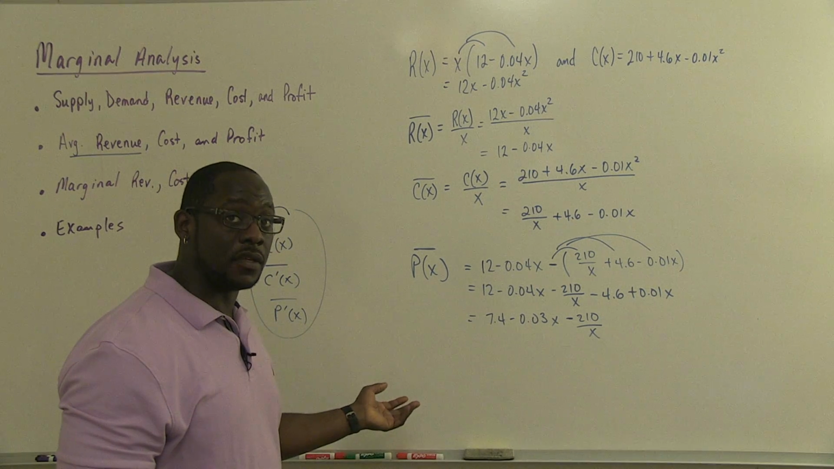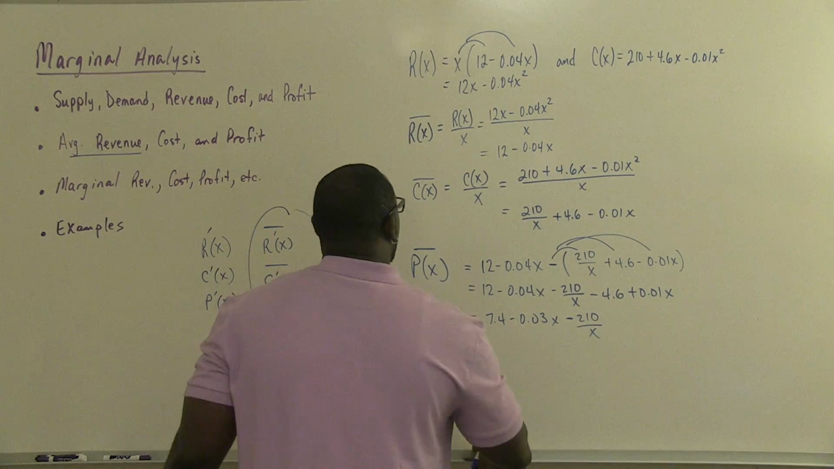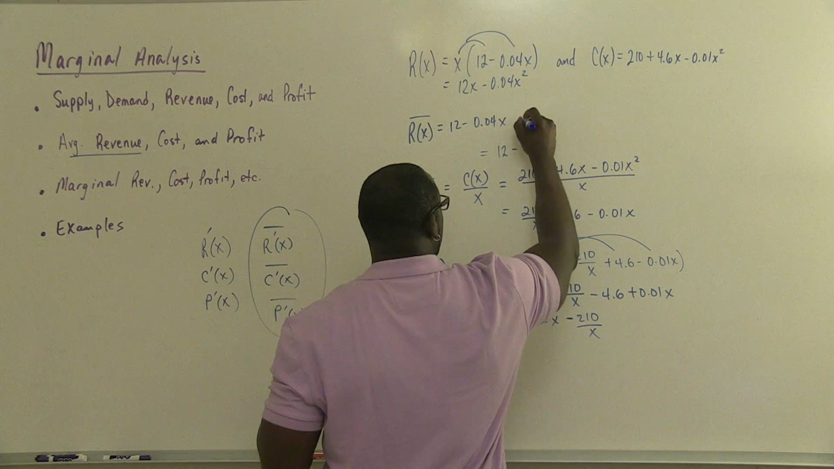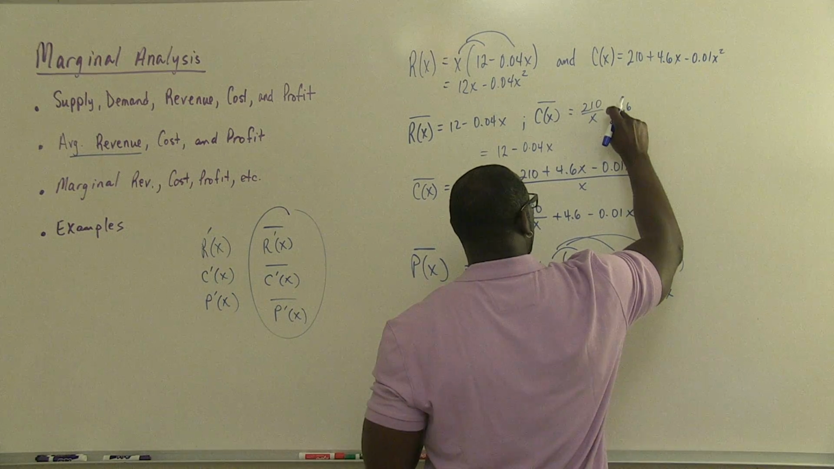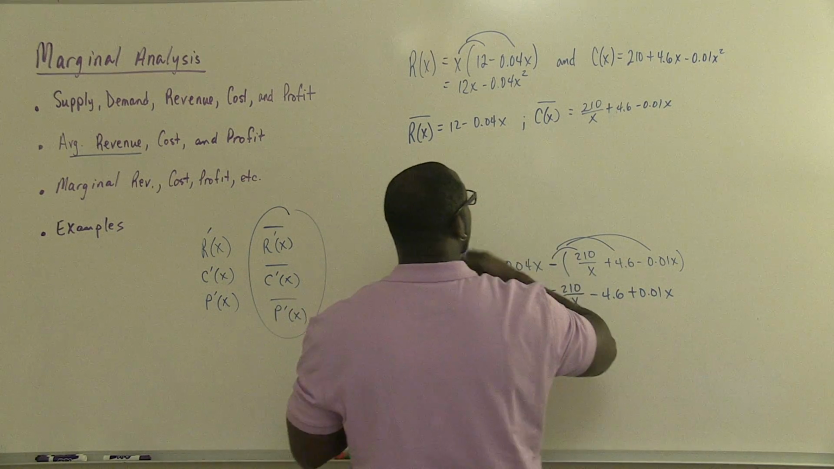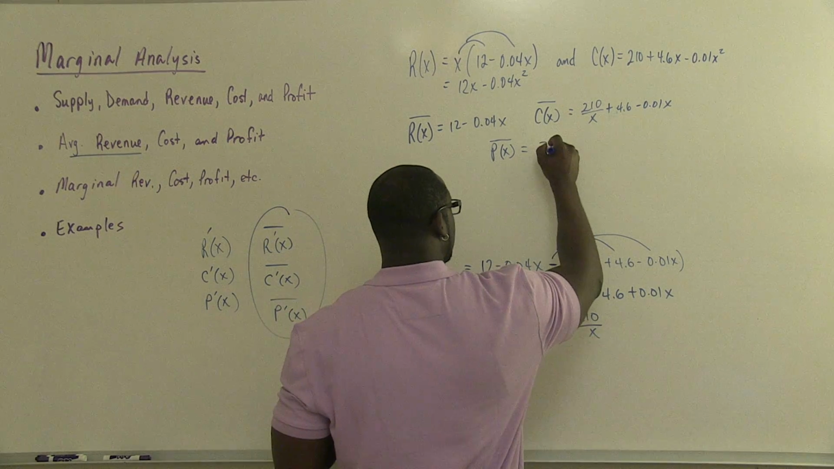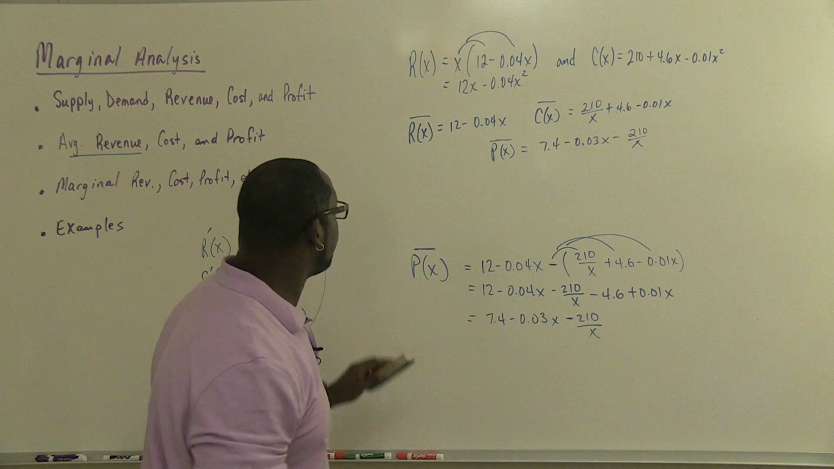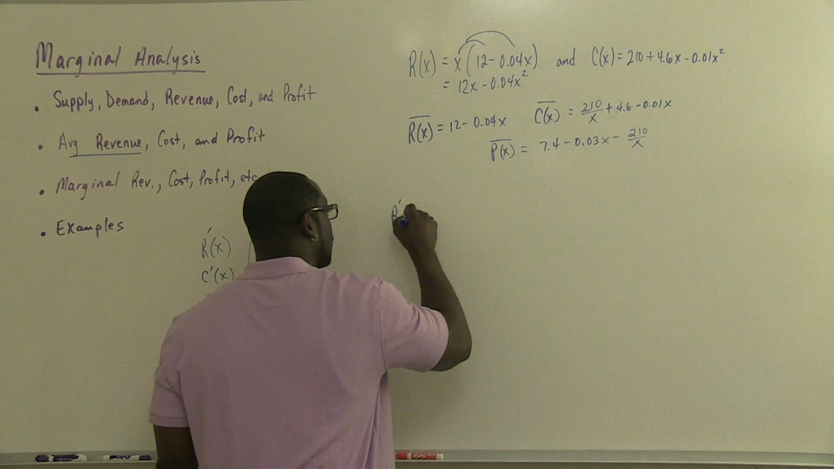And so now we'll take the derivatives of these to find the marginal average revenue, marginal average cost, and marginal average profit, okay? So I'm going to make some quick notes here. So this is our marginal revenue, our marginal cost, and our average profit is 7.4 minus 0.03x minus 210 over x, okay? So now that we have all that down, we can find out what our marginal average profit would be.